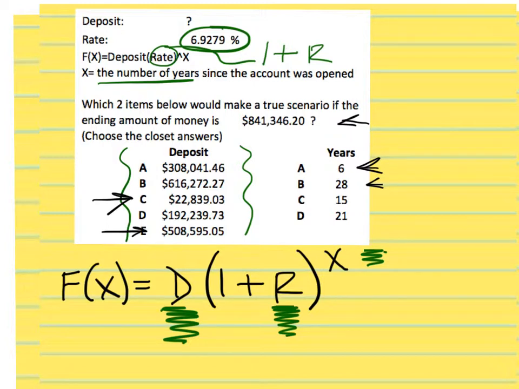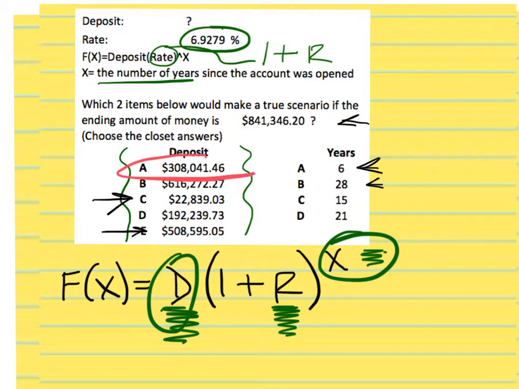The rate is going to stay the same. You just have to move the decimal point. But this and this is what you have to keep plugging in and checking. Do that now and see if you can come up with the right deposit and the right years. On the practice problem, the right combination should be the following. The deposit should be A, and the number of years should be C.